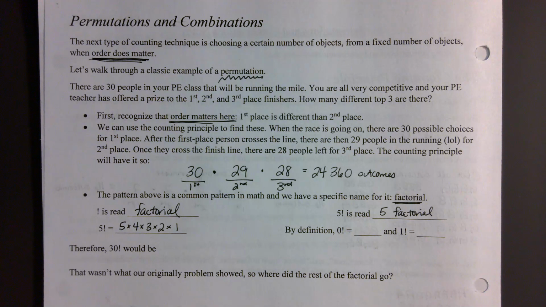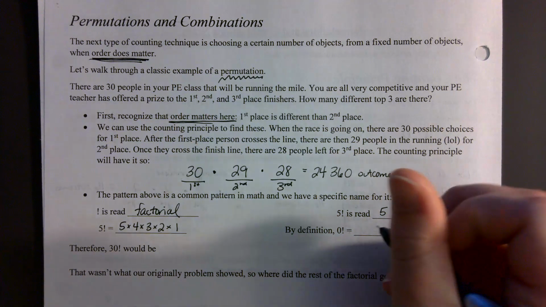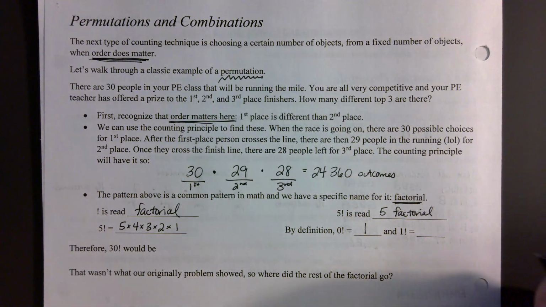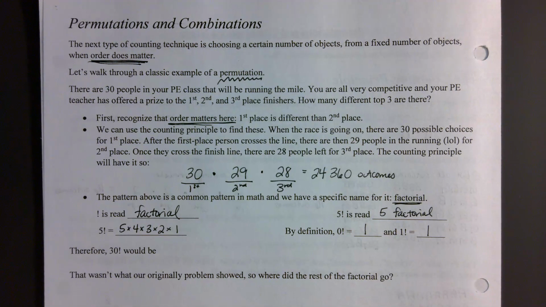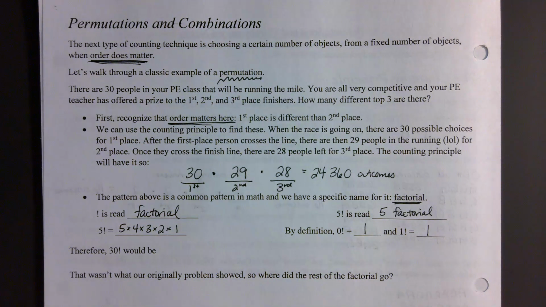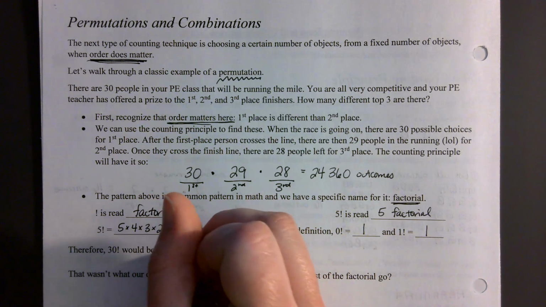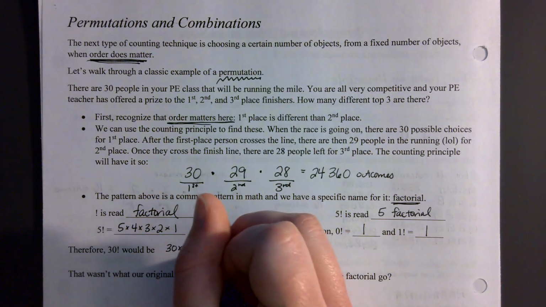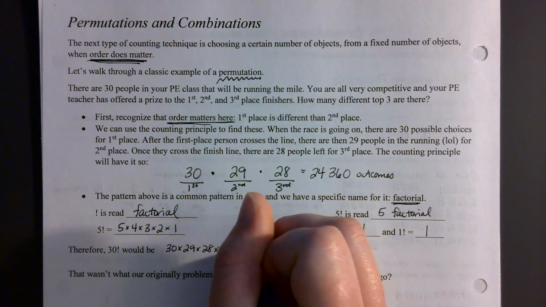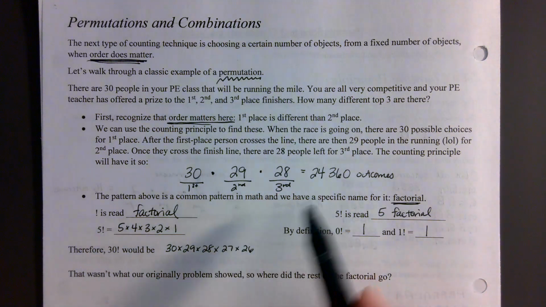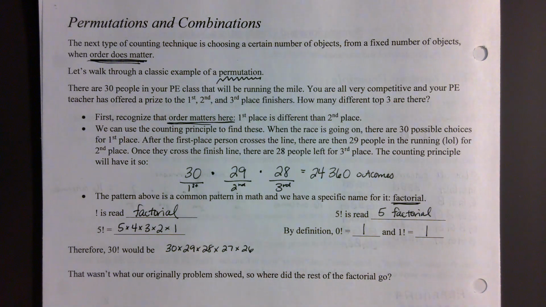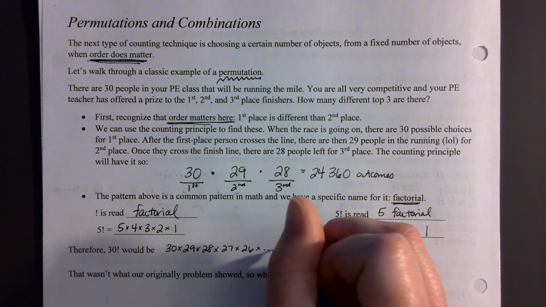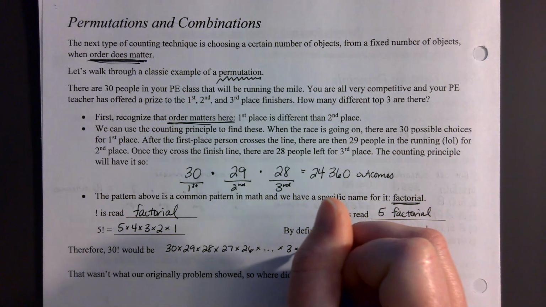However, just be careful because 0 factorial is actually 1, and 1 factorial is also 1, so just be careful on that. So 30 factorial would be, we take 30 times 29 times 28 times 27 times 26. And we can figure out how many different ways we can place in all the different ways, how many different ways we can place in first through 30th place. And really we're just multiplying all the way down until we get to 3 times 2 times 1.